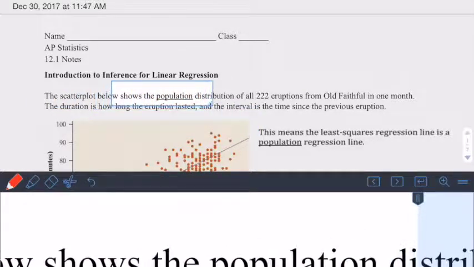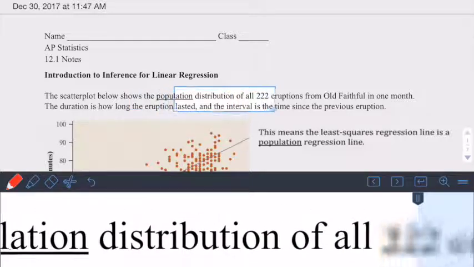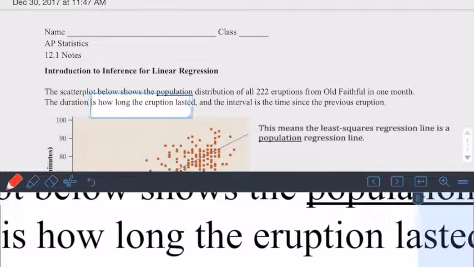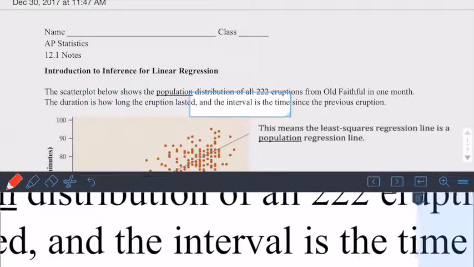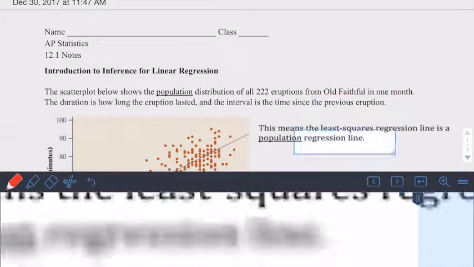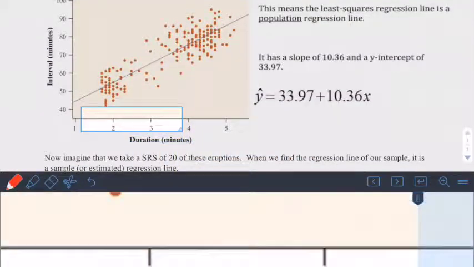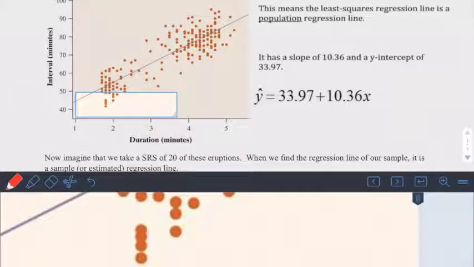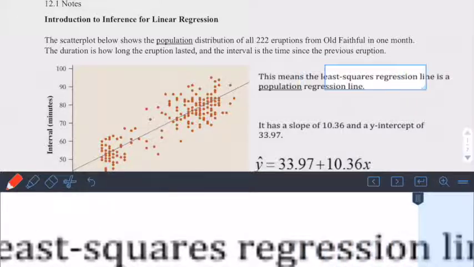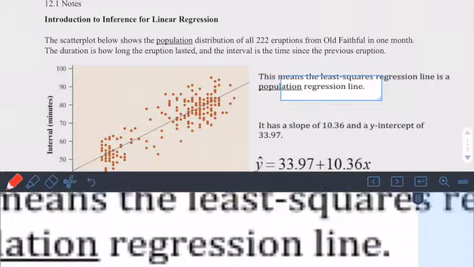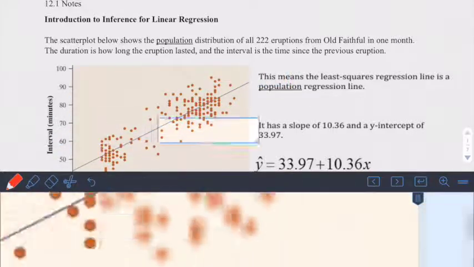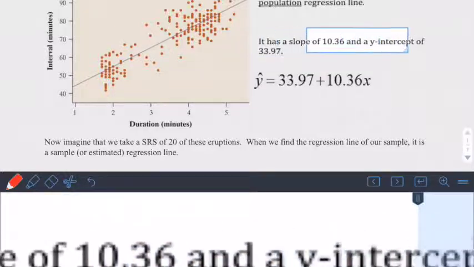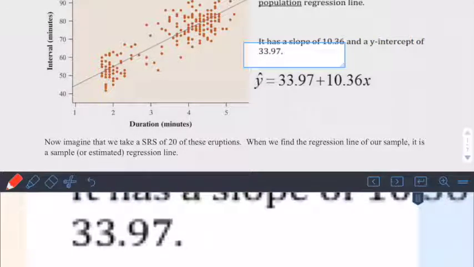The scatter plot below shows the population distribution of all 222 eruptions from Old Faithful in 1 month. The duration is how long the eruption lasted, and the interval is the time since the previous eruption. Okay, so this would be 2 minutes since the previous eruption, and it only lasted 45 minutes. This means the least squares regression line is a population regression line, right? The line is based off of all 222 eruptions. It has a slope of 10.36 and a y-intercept of 33.97.